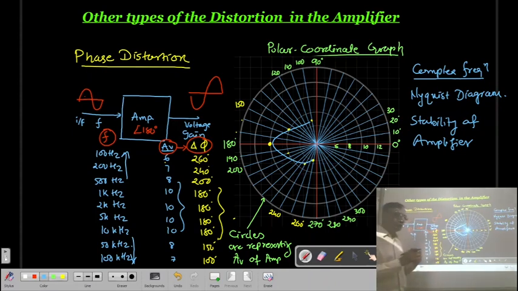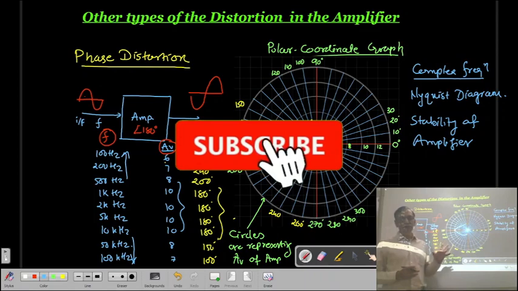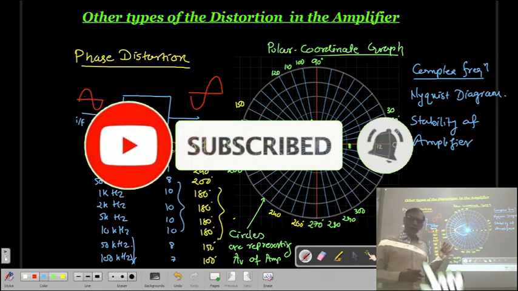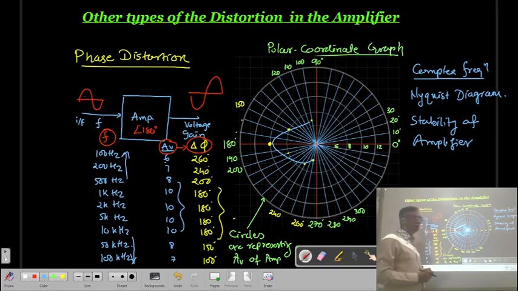Now, sometimes what will happen? An amplifier may be converted into an oscillator. So through this diagram, you can predict whether the amplifier will be converted into an oscillator or not. But all this kind of study is beyond the scope of your syllabus, so we are not discussing it. But you should know what the polar coordinate graph is and how we can plot it. Right? So this is about phase distortion.